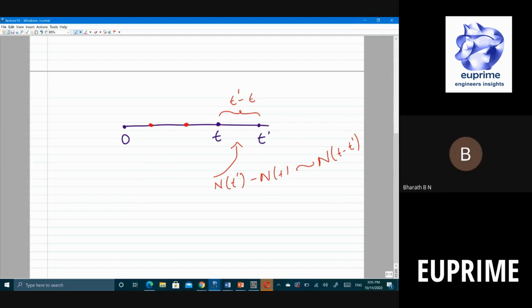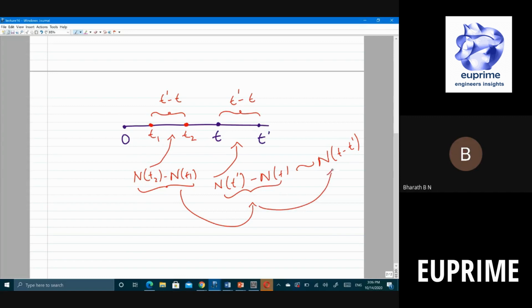You can also have, let's say, T1 and T2, but the difference turns out to be t' minus t. T' minus t is the same as T2 minus T1. So the arrivals here, N(T2) minus N(T1), have a distribution that is the same as this one, which is the same as this one. Essentially it says that it doesn't matter at what time point you are looking; it depends only on the time difference.